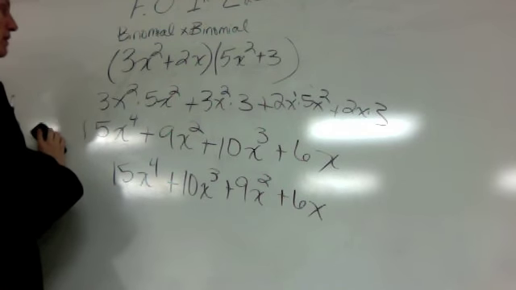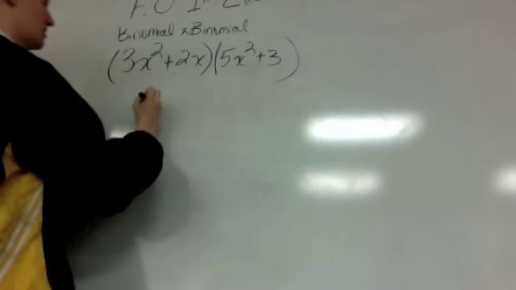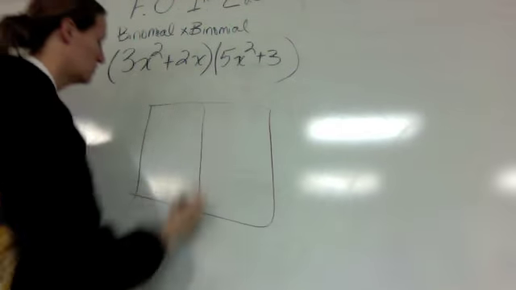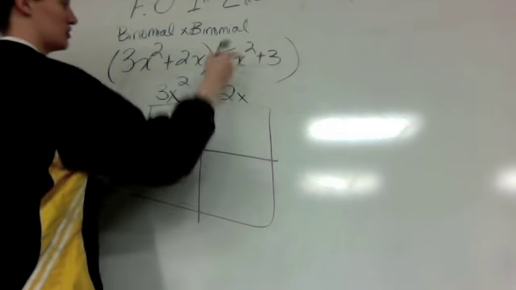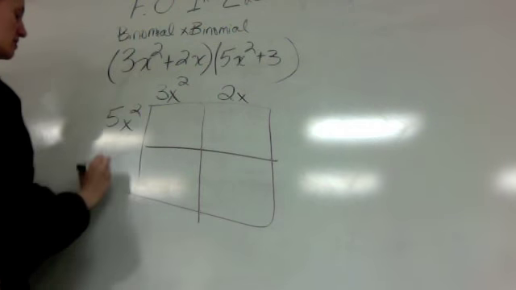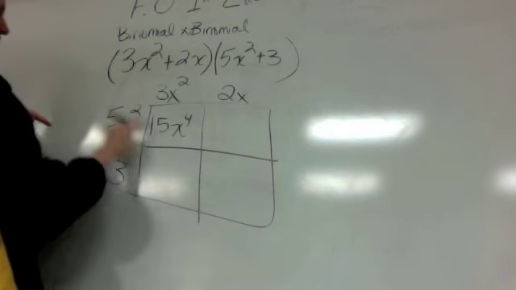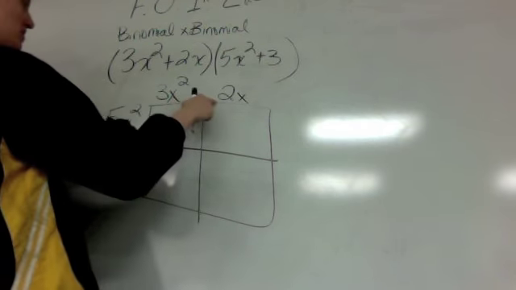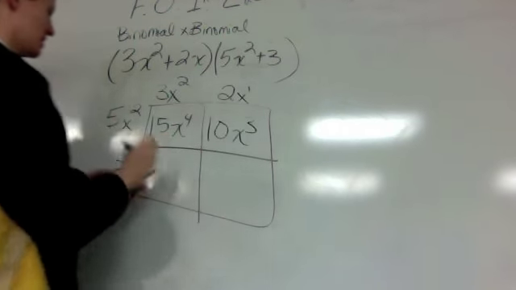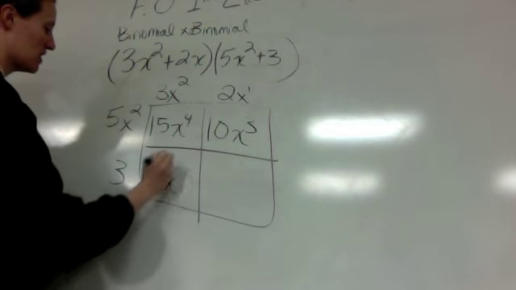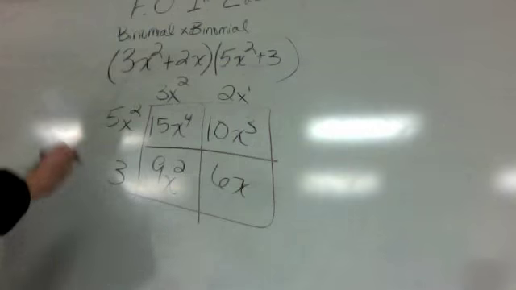I'm going to go ahead and do the same problem real quick, box method. You can fast forward through this part if you don't want to do the box method and you prefer FOIL. So 2 by 2, put the first term here, second term here, and then first term here, second term here. This box is 15x to the fourth. 3 times 5 is 15. x squared times x squared is x to the fourth. Here, 5 times 2 is 10. x squared, x to the first gives you x to the third. This box is going to give me 9x squared, and 3 times 2x is 6x.